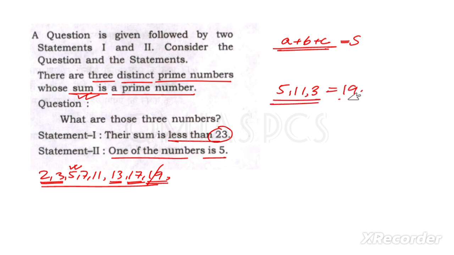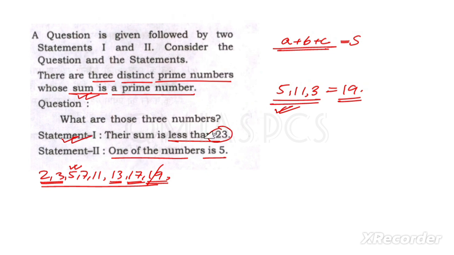19 is the prime number. Now what we have to see here is, if I see only statement 1, their sum is less than 23. If we add three prime numbers here, we will surely get a prime number like this one. This prime number we will get from statement 1.